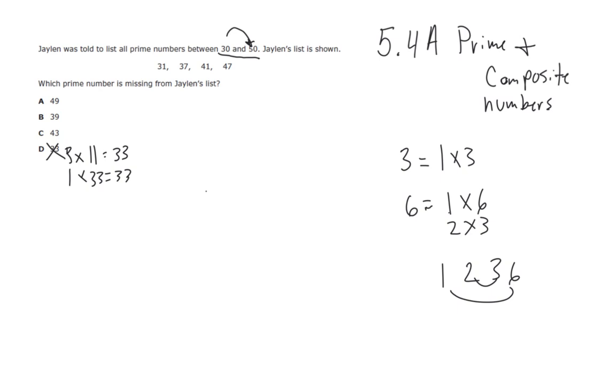Another thing is, if you really know your multiplication facts, with this one you know, oh, 33, that's a multiple of 11. I already know that. What about 49? That is also another one that you can just see. I know 49 is 1 times 49, but also 7 times 7 gives you 49. So that makes 49 a composite number. Again, that's not it. So now we're between two numbers, 39 and 43.